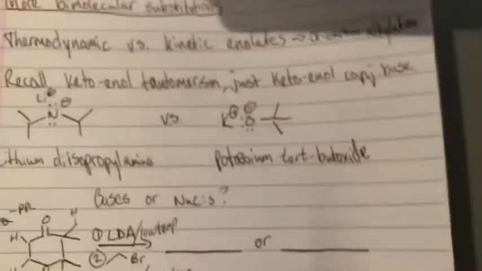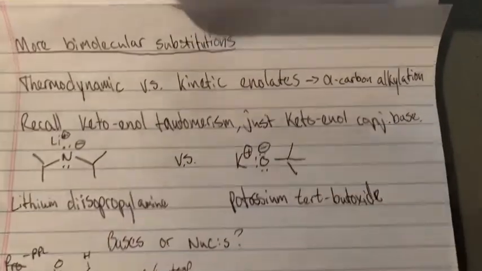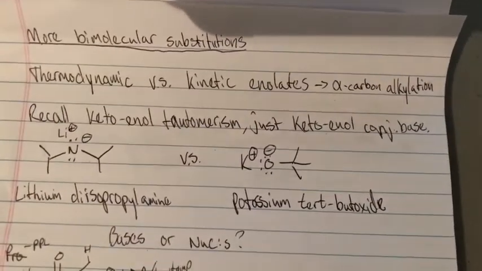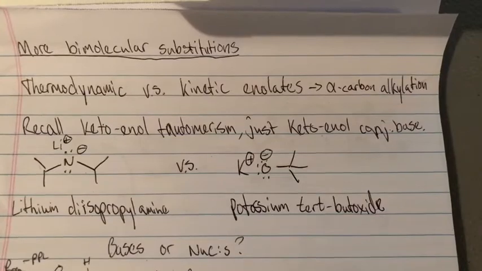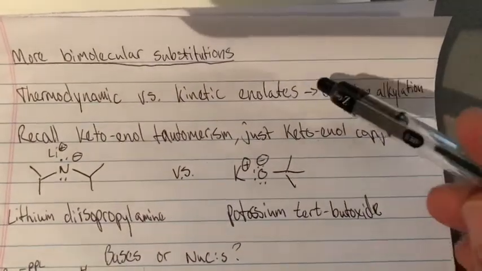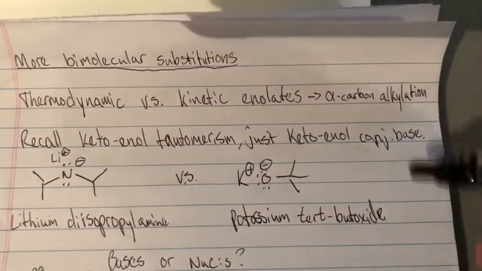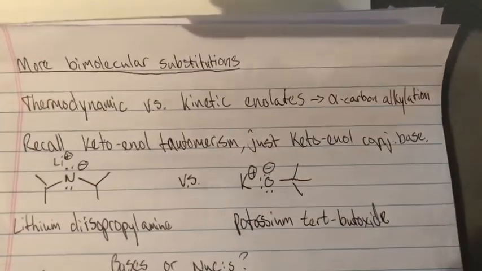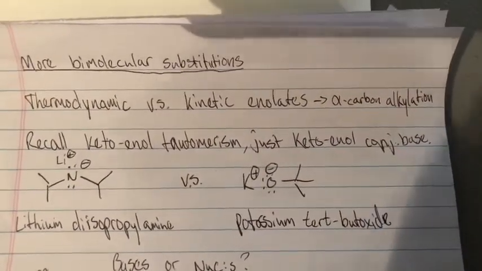Let's talk about bimolecular substitutions with relation to thermodynamic versus kinetic enolates. So you've heard of pretty much the conjugate acid of enolates, which are enol and keto-enol tautomerism.